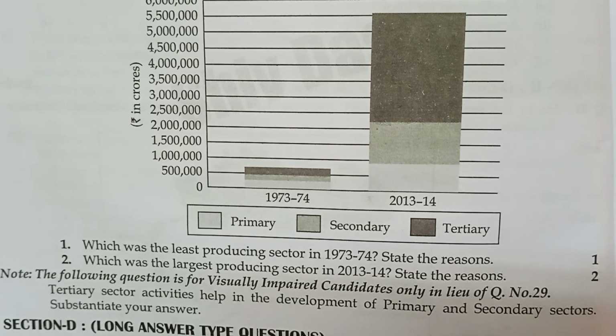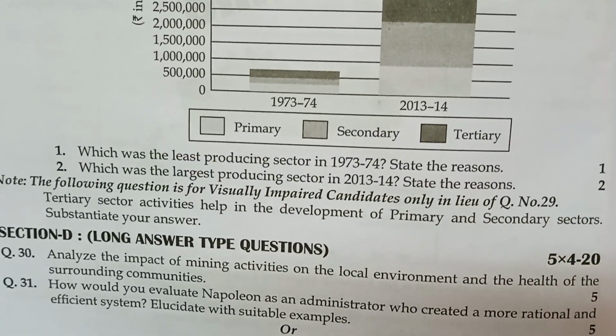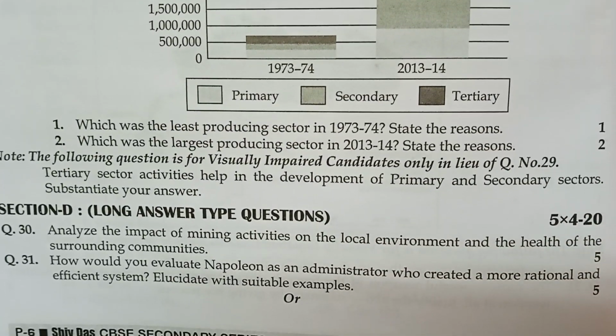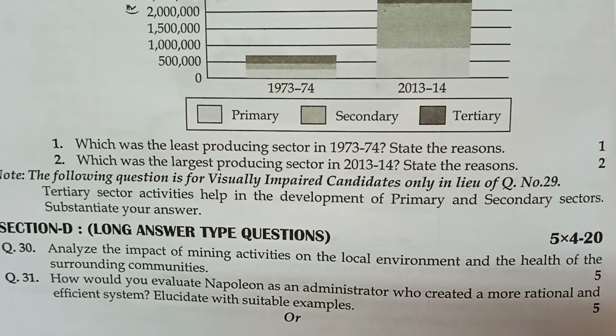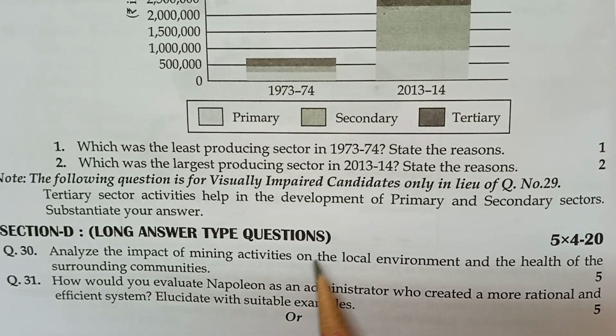Now I will come to section D, that is long answer type questions, and this section contains 20 marks. So let's start this section from here. These things are very important for you. So section D, long answer type questions. So question number 30. Analyze the impact of mining activities on the local environment and the health of the surrounding communities. This question carries 5 marks, and you should not write more than 120 words. You need to keep that in mind.